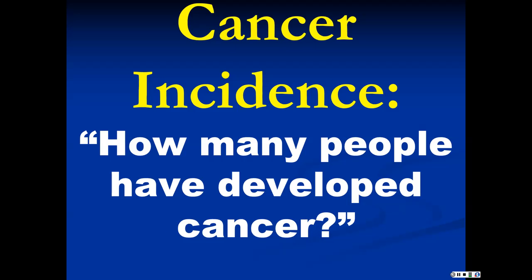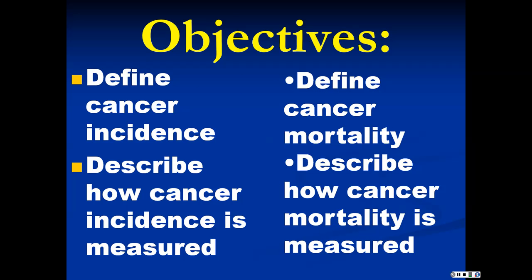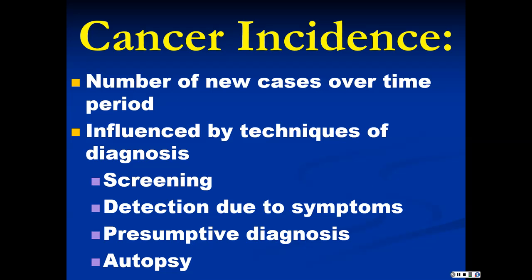Cancer incidence specifically refers to how many people have developed cancer. In other words, the total number of new cases, whether the people with cancer ultimately died of it or whether they survived. So our objectives today are to define cancer incidence and describe how it is measured, and define cancer mortality and describe how mortality is measured.